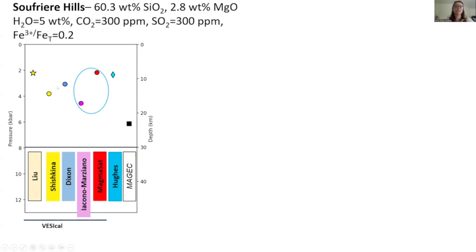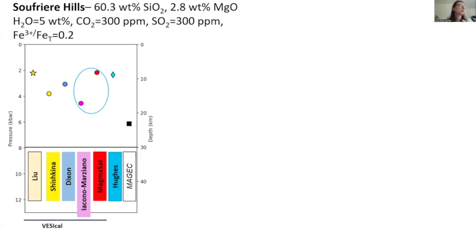And when you start getting these differences, you really need to start looking at the calibration data set. So for example, we can see here that Iacono-Marziano is quite a bit lower than MagmaSat. And this is actually a single Soufrière Hills melt inclusion from Mike Cassidy.